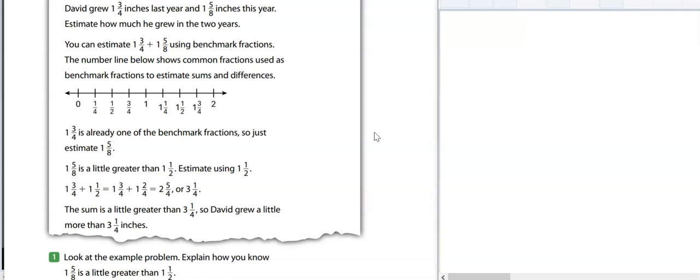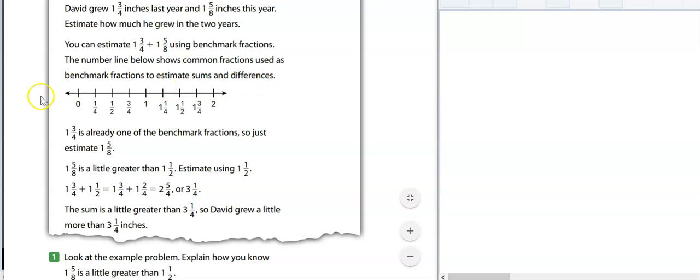David grew 1 3/4 inches last year and 1 5/8 inches this year. Estimate how much he grew in 2 years. So you can estimate 1 3/4 plus 1 5/8 using benchmark fractions. The number line below shows common fractions used as benchmark fractions to estimate sums and differences.